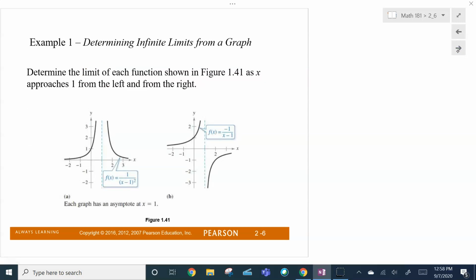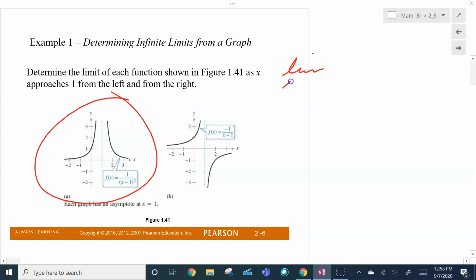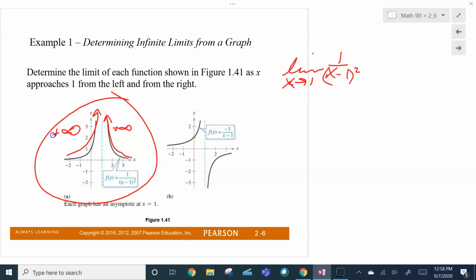Now as x approaches 1 from the right and from the left for this function here. So the limit as x approaches 1 of this function, first of all, we say the limit does not exist. It does not get arbitrarily close to some y value that they're agreeing on. But notice from the right, it shoots to infinity. From the left, it's shooting also to infinity. So since they both agree, we're going to describe that as an infinite limit, shooting to infinity from both sides.